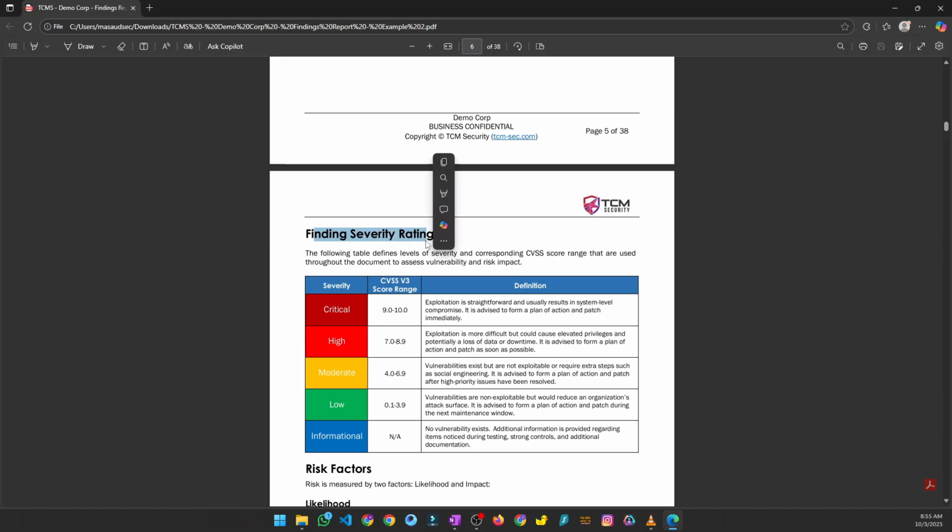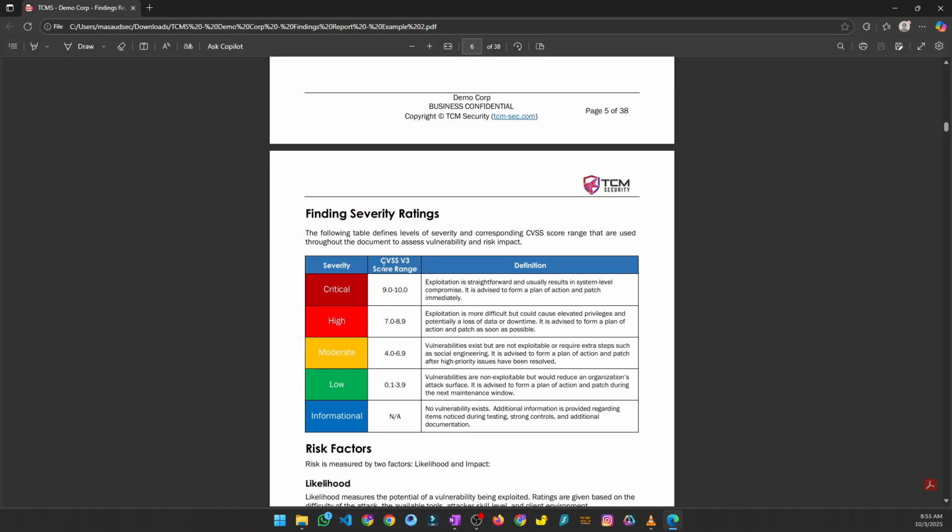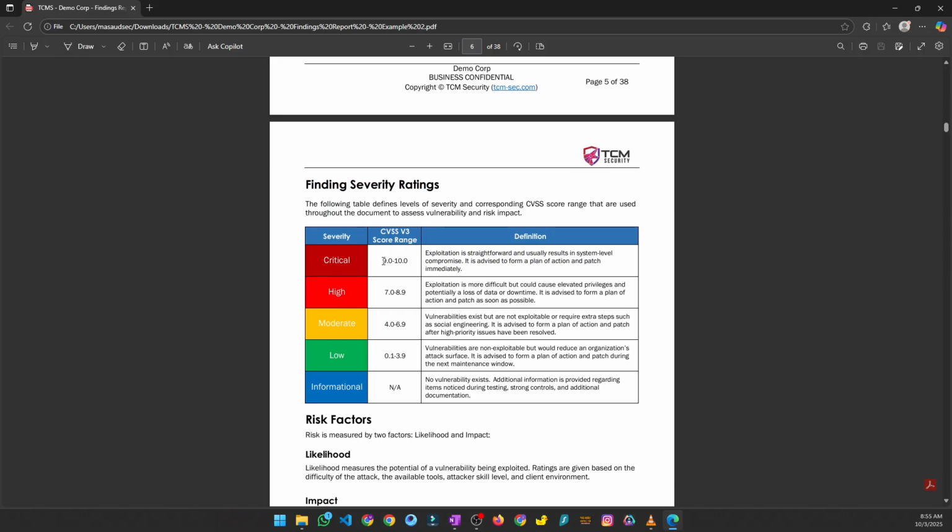and these are the finding severity ratings. For example, critical vulnerabilities will be rated as 9 to 10. High will be rated as 7 to 8.9. And then there will be low, medium, and informational level vulnerabilities. It depends on the risk of the vulnerability.